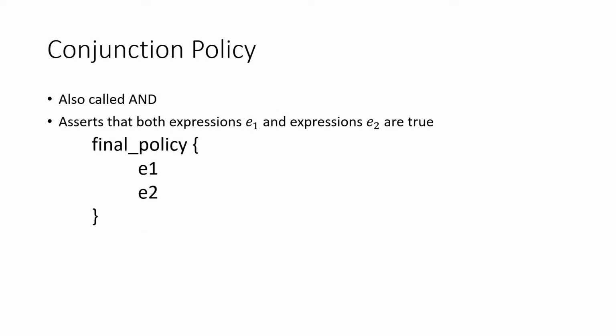The conjunction policy, also called AND, asserts that multiple expressions are true. Conjunction is implicit in Rego. For final policy to be true, both E1 and E2 must be true.